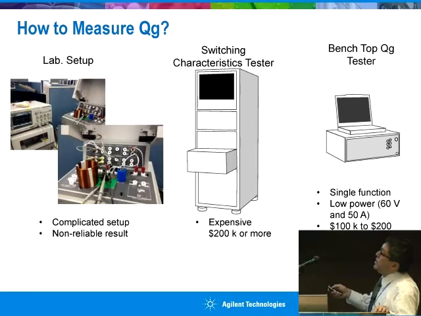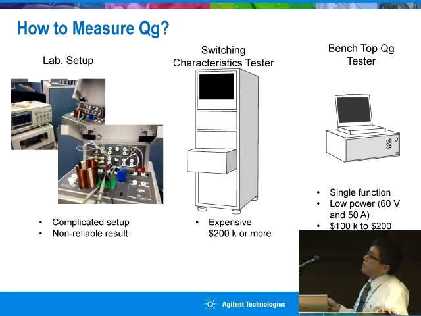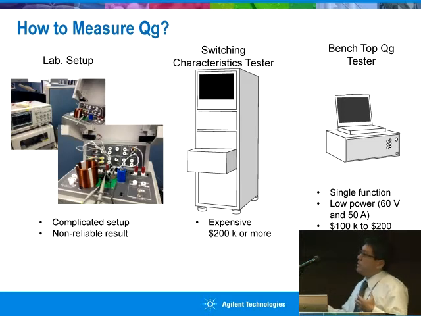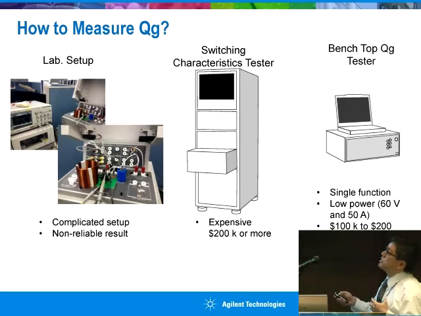And these are examples of QG testing equipment. This is a lab setup, a handmade setup, and consists of an oscilloscope, a current probe, and a handmade gate driving circuit. It is very complicated, and also it is very difficult to get reliable data from such handmade solutions.